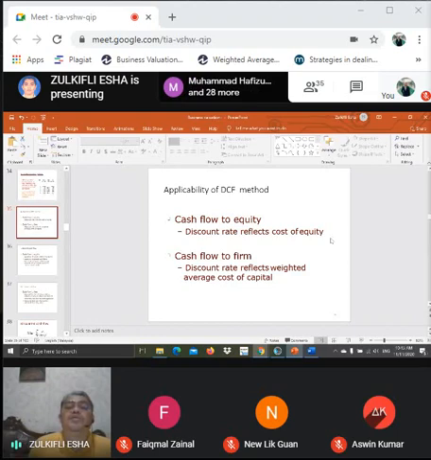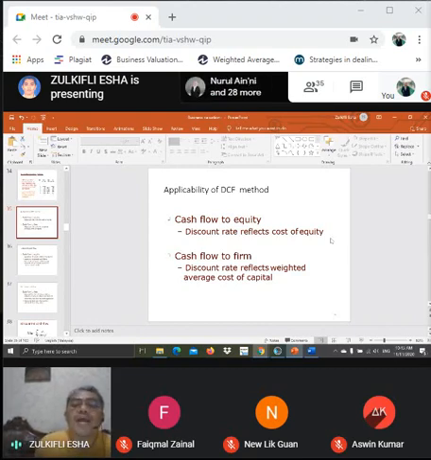So you need to know, because when you are doing this DCF for cash flow to equity, the discount rate that we are going to use must reflect the cost of equity. If we are using the DCF for cash flow to firm, the discount rate that we are going to use must reflect the WACC of the company, the weighted average cost of capital. Again, you need to recall your understanding of WACC. What is WACC?